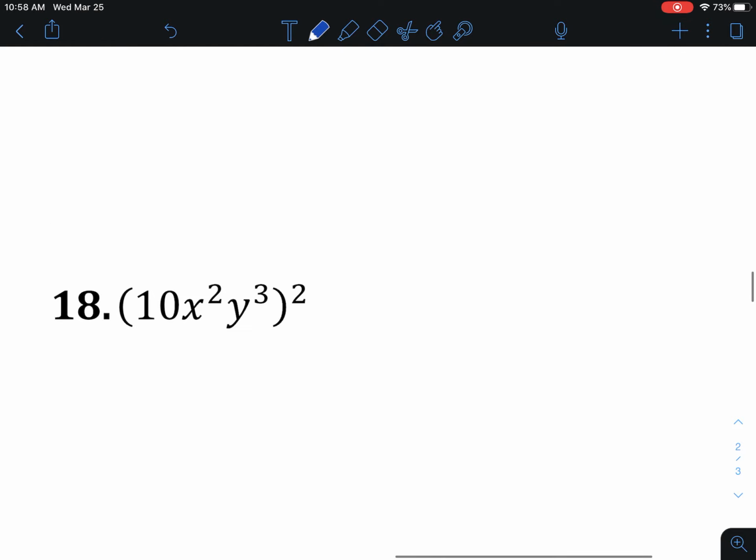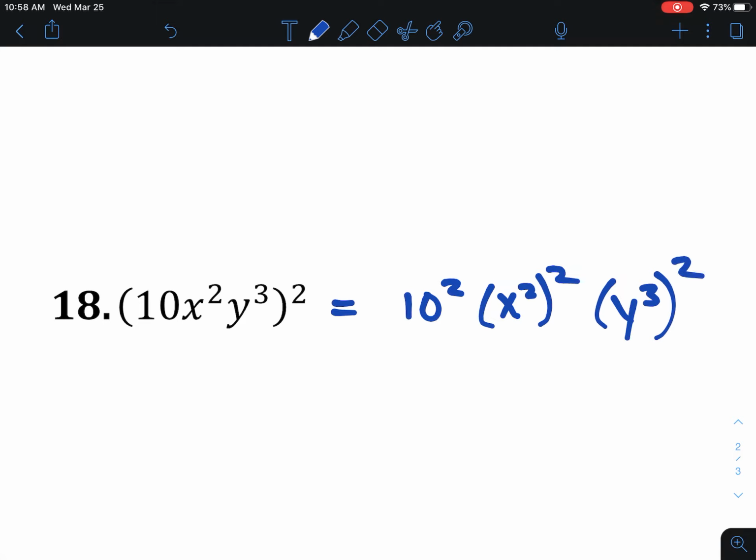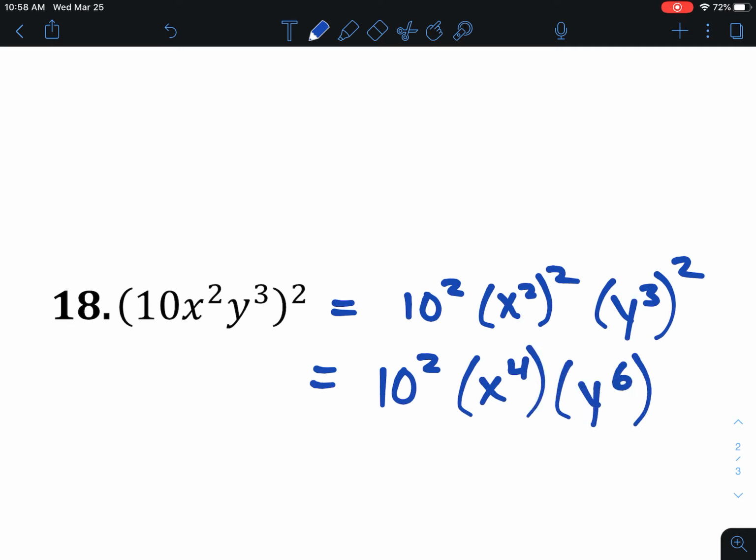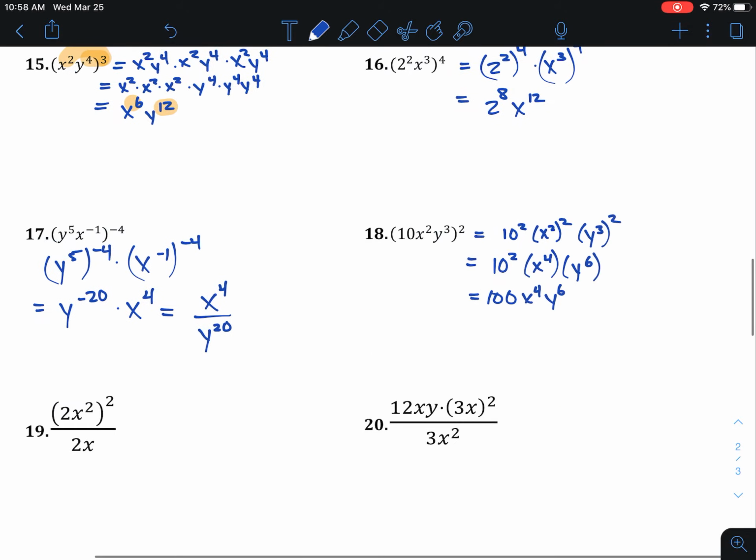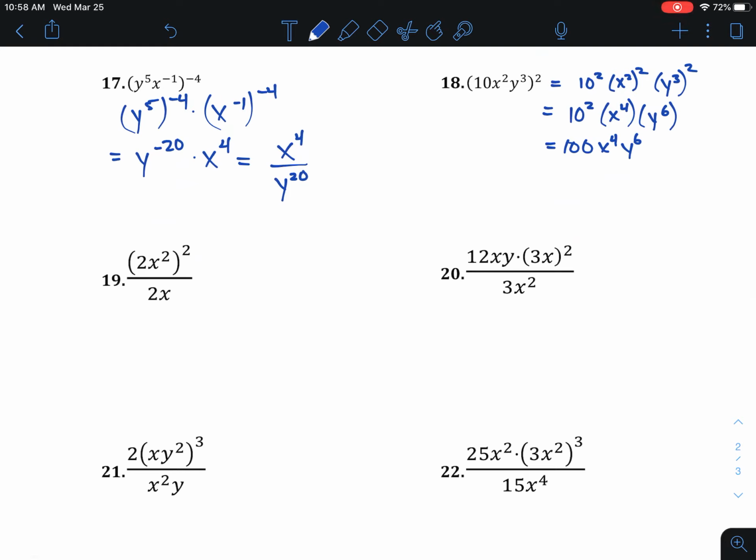Okay, over here, everything gets that squared. So 10 gets squared, x squared gets squared, y cubed gets squared. So this is 10 squared or 100, doesn't really matter. This would be x to the 4th, y to the 6th, not 5th, be careful. So we can call that 100 if you want, 100x to the 4th, y to the 6th. Okay, we've got a few more here to get a little more complicated. Let's see how these go.